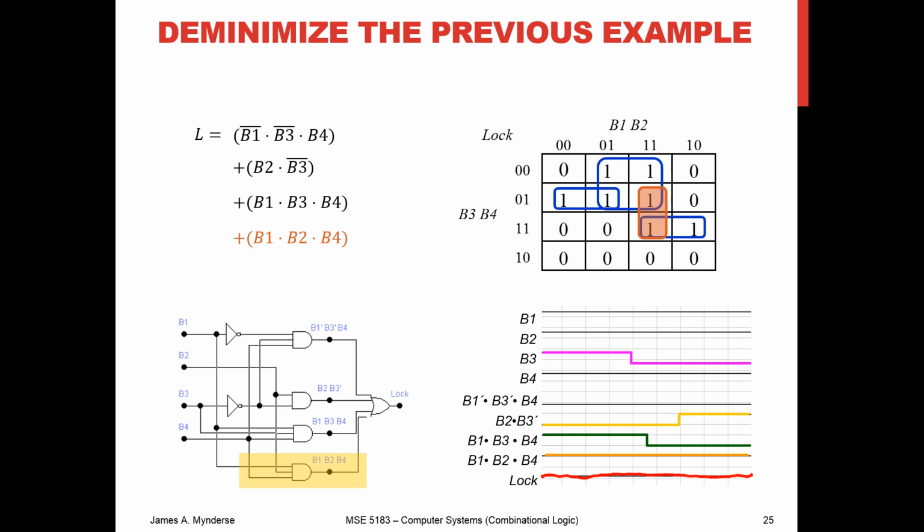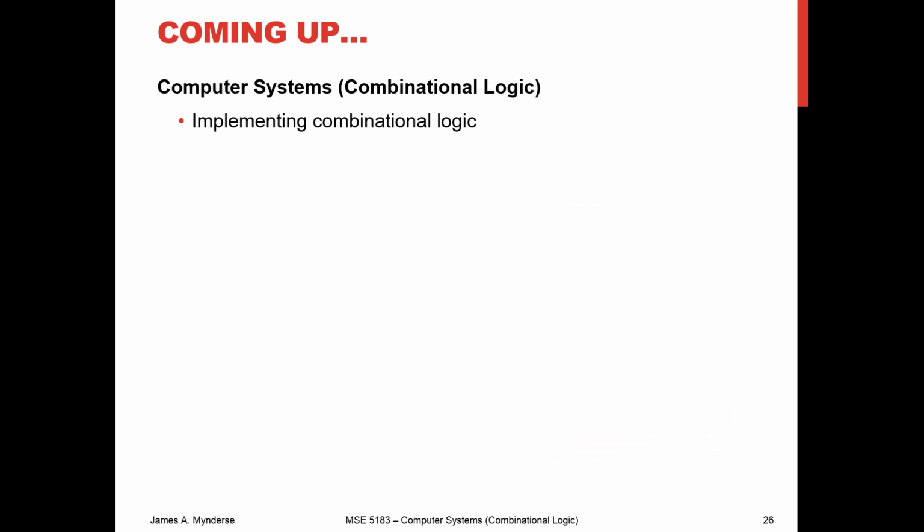So we've taken combinational logic and we've reduced it as much as we can for a systematic sum of products or products of sum form. And so what we'd like to be able to do next is implement combinational logic, and then after that we'll talk about sequential logic. So that's next, is implementing combinational logic.